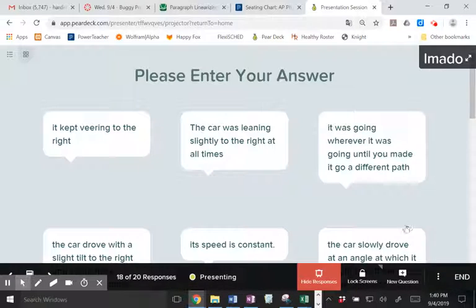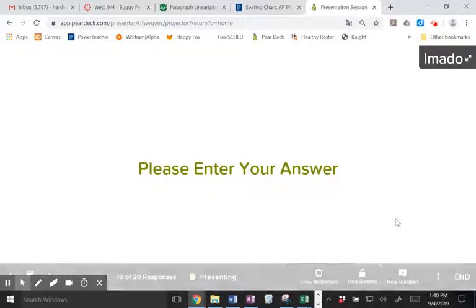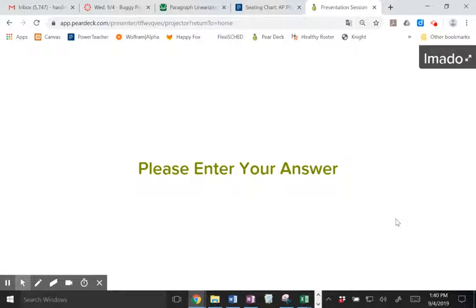Okay. So, yeah, common themes there. Tending to veer to the right. And then also constant speed. What's meant by that? Run that by your partner real quick. Constant speed, what does that mean about it?